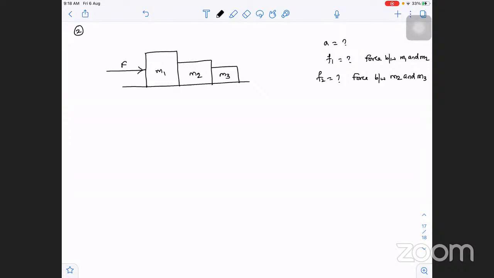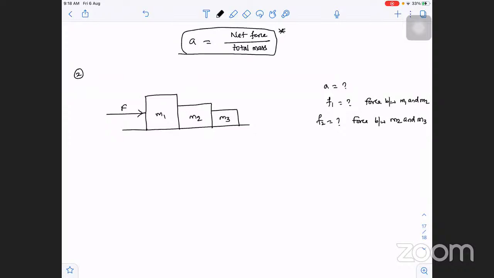Very good. As we discussed earlier, acceleration is net force by total mass. Directly you can find out acceleration. If the blocks are moving with acceleration A, all will move together, so you can take them as a single block. Then the acceleration value is net force F by total mass, M1 plus M2 plus M3. This is the acceleration of the blocks.